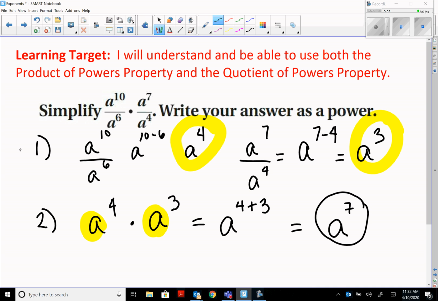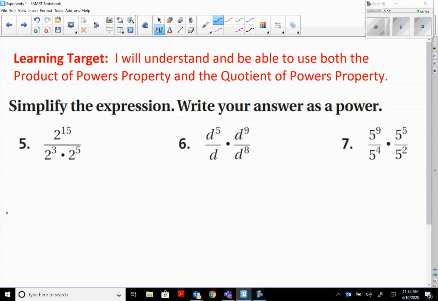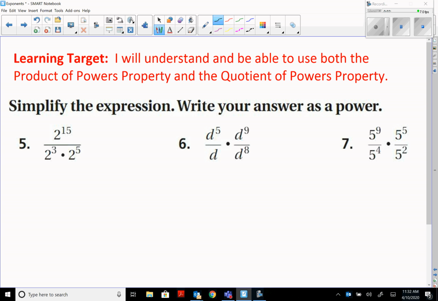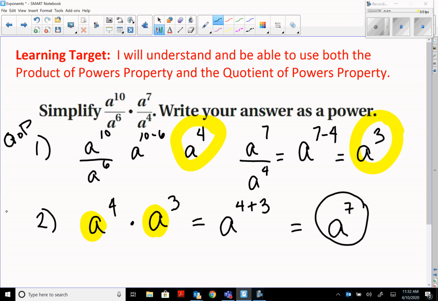So again, in step 1, I used the quotient of powers property. And in step 2, I used the product of powers property.